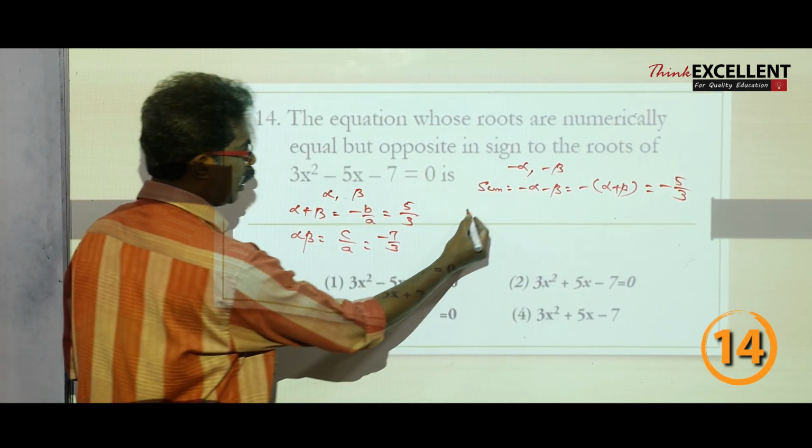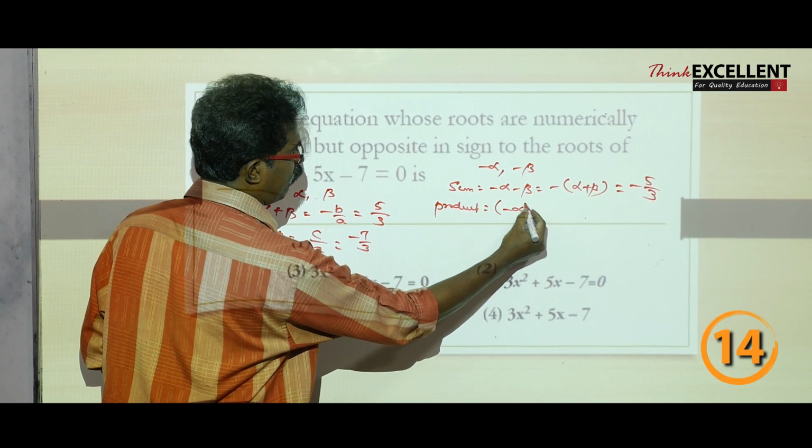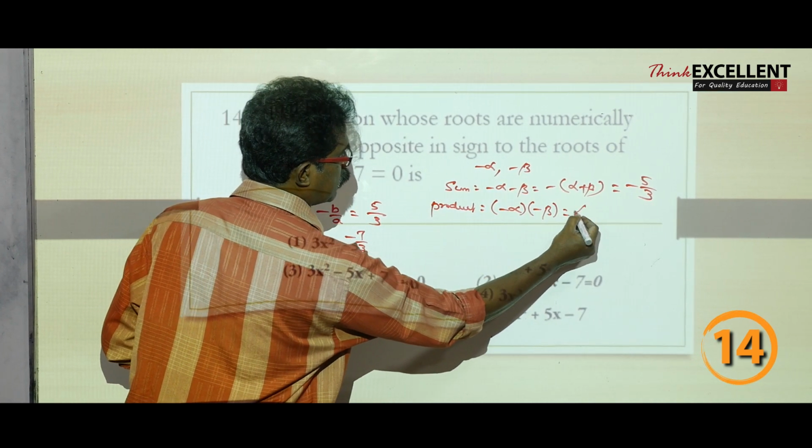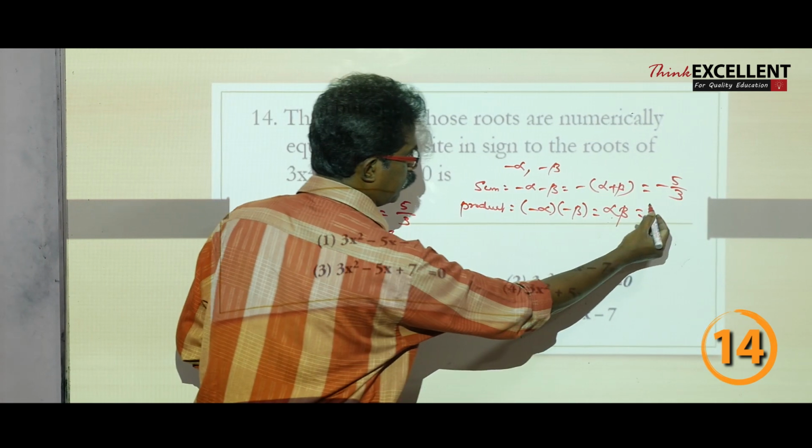We have to find the product. Product means you multiply these two, minus alpha into minus beta, minus into minus plus. So, alpha beta value is minus 7 by 3.